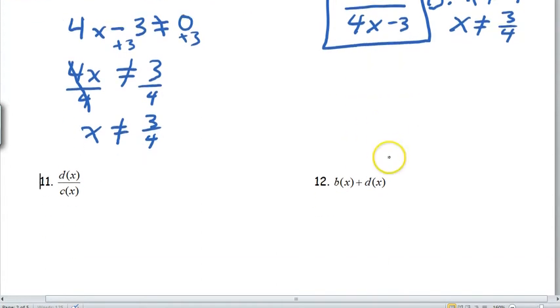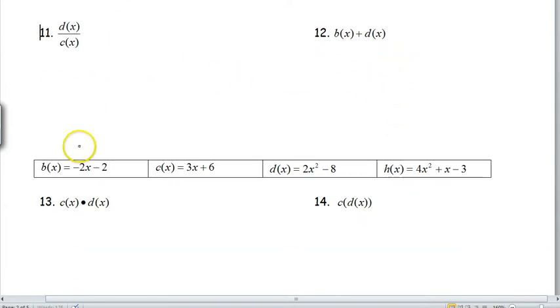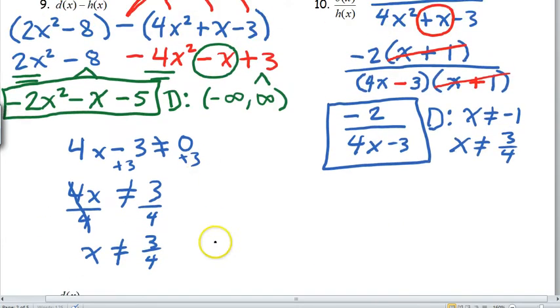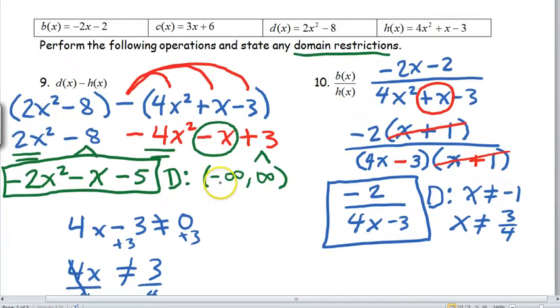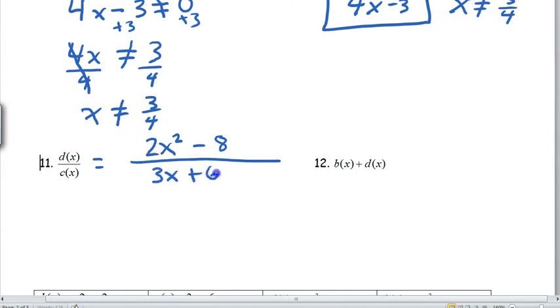Okay, so that was a little tough, but that could be on the quiz tomorrow. You're certainly responsible for it. Okay, so let's keep going. D over C. I gotta look back and see what these were. Okay. 2x squared minus 8 over 3x plus 6. Can you guys tell me what function D and C were? Over 3x plus 6.